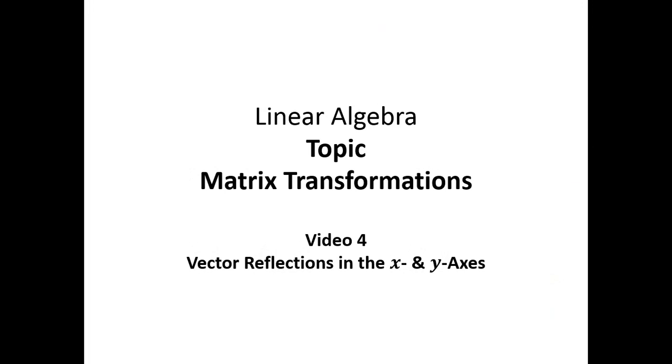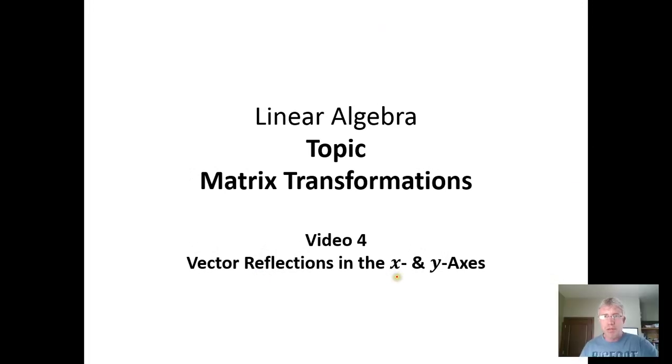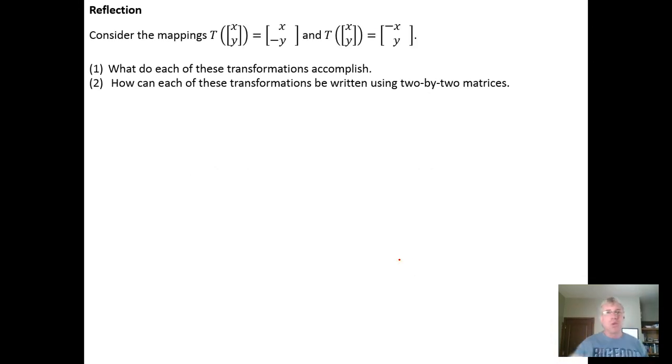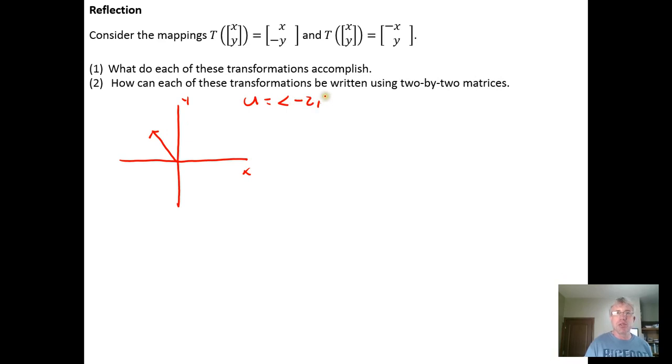So in this video we're going to come up with the matrices that we need to cause x and y axis reflections to occur. So what we want to think about is what happens when we do an x or y axis reflection. Suppose I have a vector sitting here, the vector u equal to, let's say, negative 2, 3. So it's negative 2 units over, 3 units up.